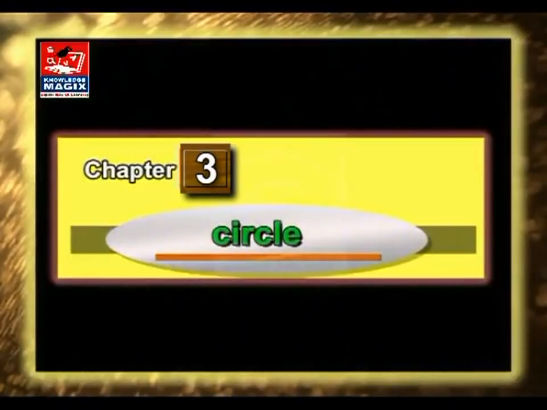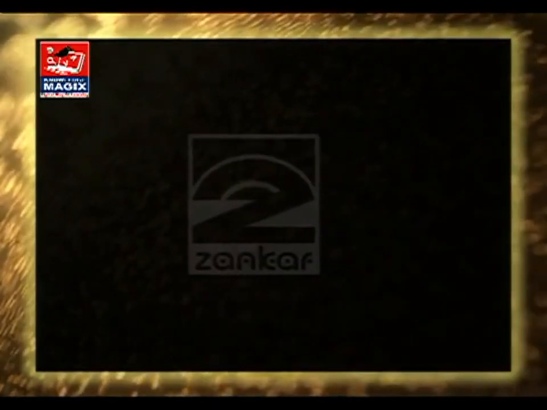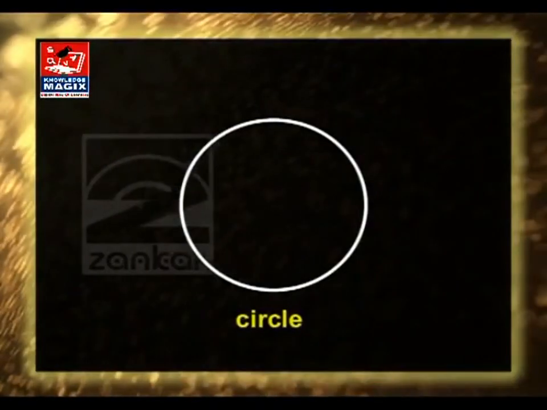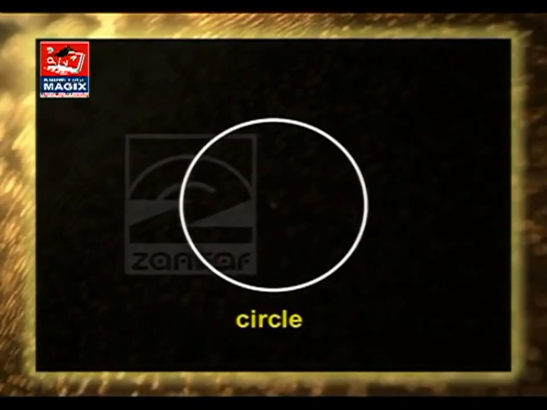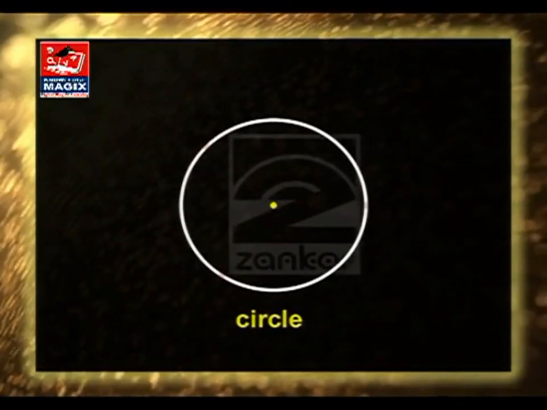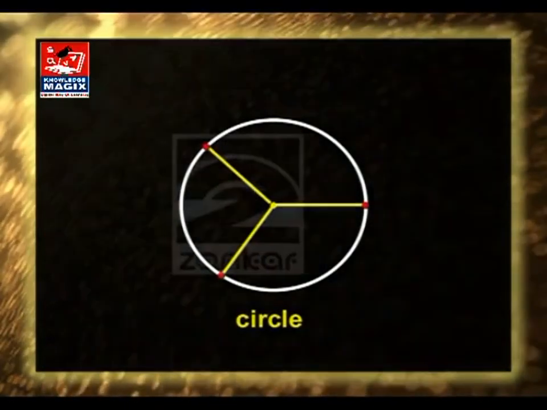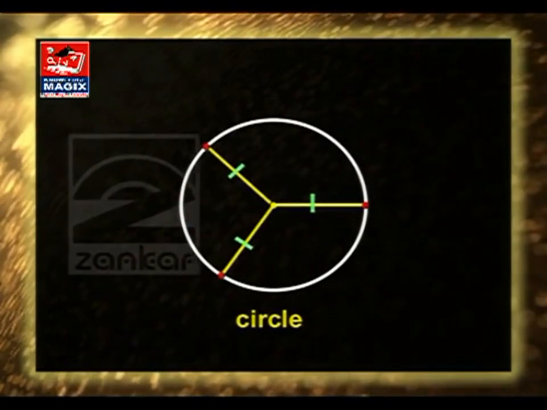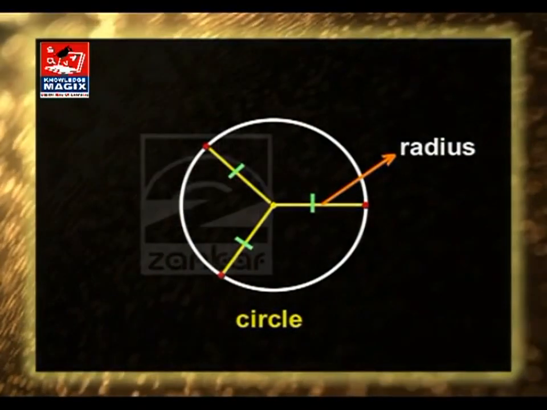Chapter 3. Circle. Look here. This is a circle. Now this point is called the center of the circle, and all the points of the circle in the plane are equidistant from this point, and the constant distance is the radius of the circle.